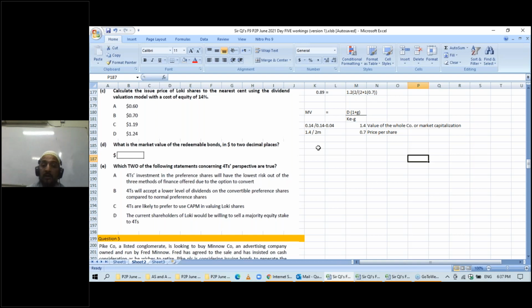So this bond is the redeemable bond of 100 million and 5% is the interest. So what I will do, I will calculate the present value of the interest to be received and the present value of the redemption value. This gives me the value of the bond.